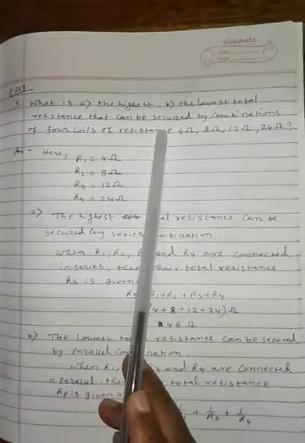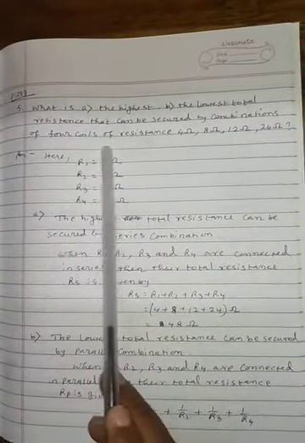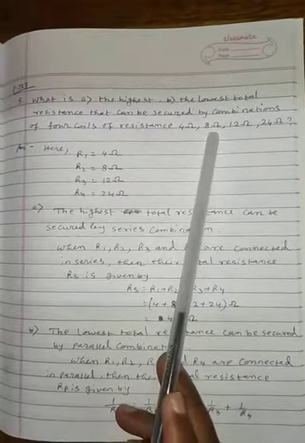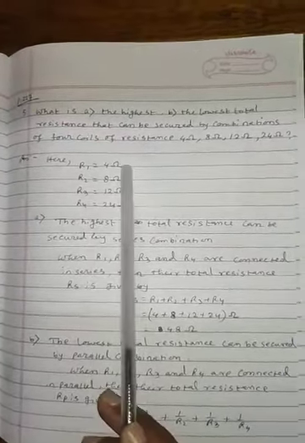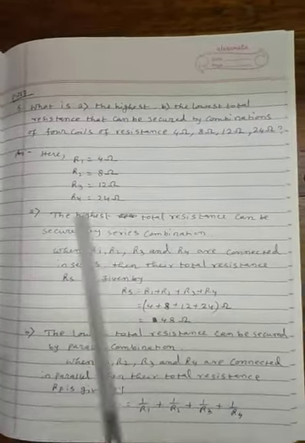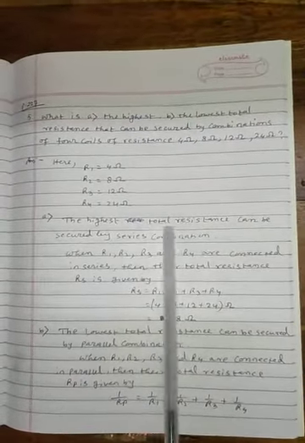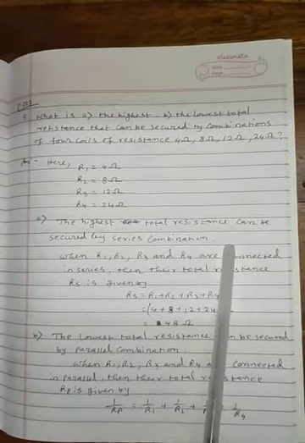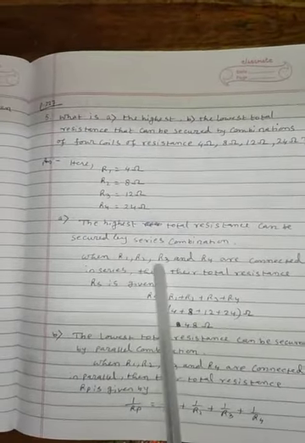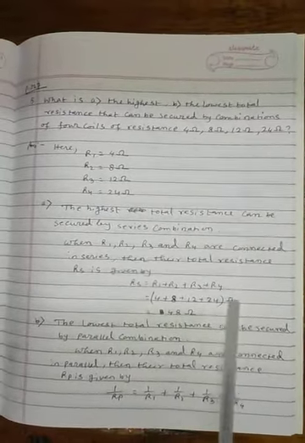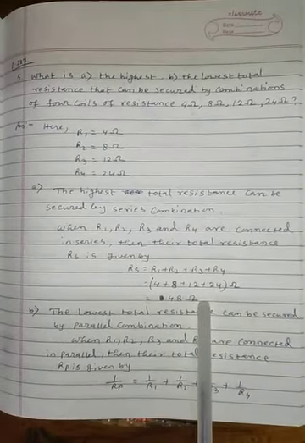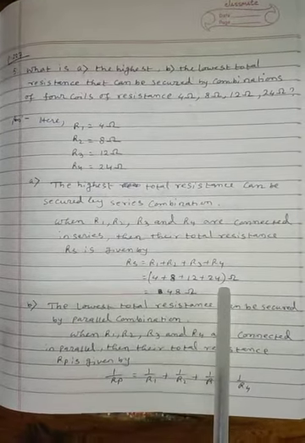Now question number 5, page number 227. What is the highest and lowest total resistance that can be secured by combination of 4 coils of resistances 4 ohm, 8 ohm, 12 ohm, 24 ohm? Here R1, R2, R3, R4 you can select 4 ohm, 8 ohm, 12 ohm and 24 ohm. Then first answer, the highest total resistance can be secured by series combination. So when R1, R2, R3, R4 are connected in series, their total resistance Rs will be R1 plus R2 plus R3 plus R4. After addition, your result will be 48 ohm. That's the highest total resistance.